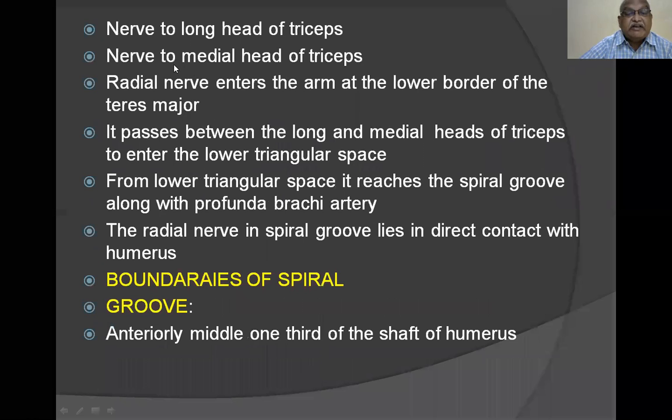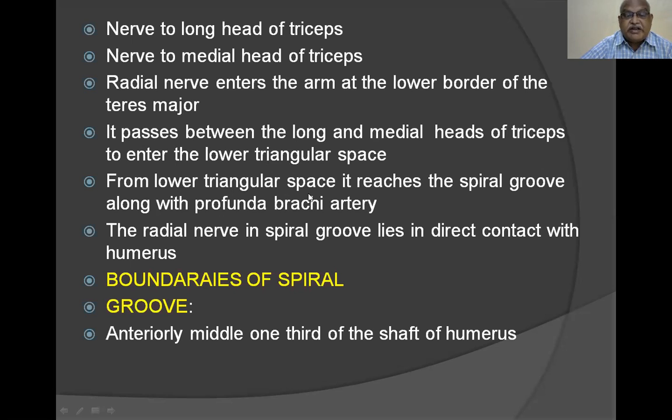Then a branch to the long head of triceps and a branch to the medial head of triceps. The radial nerve enters the arm at the lower border of teres major. It passes between the long and medial heads of triceps to enter the lower triangular space. From the lower triangular space, it reaches the spiral groove along with the profunda brachii artery. The radial nerve in the spiral groove lies in direct contact with the humerus. So fracture of the humerus at the midshaft level is associated with injury of the radial nerve, because it is present in the spiral groove.